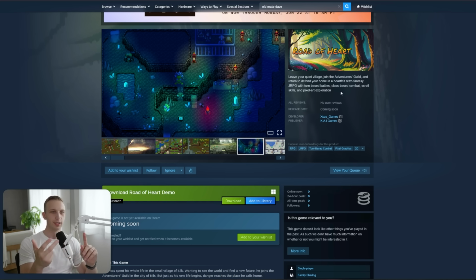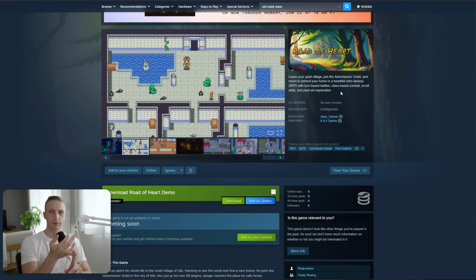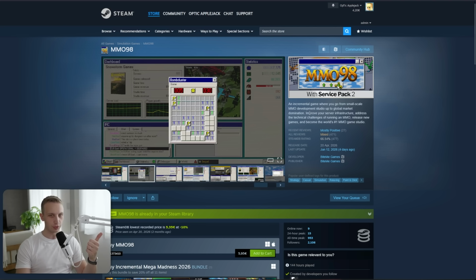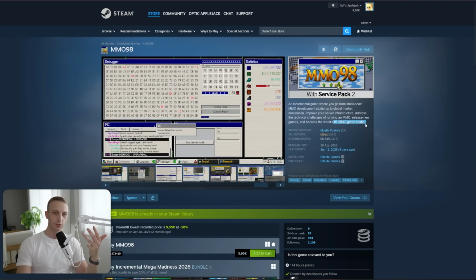Explain the genre, explain the viewpoint, and explain with a bunch of verbs what the player is actually going to be doing. It's an incremental game. You go from small scale to global market. Improve your server infrastructure, that's a verb. Address technical challenges, that's a verb. Release new games, that's a verb. And then what's the end goal? It's a #1 MMO game studio that you want to become.